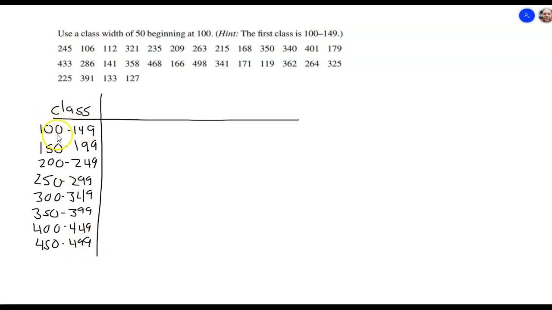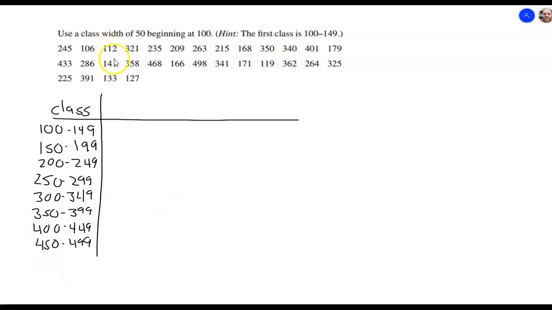So our classes all have to be the same width. In this case, they all have a width of 50. And we have to have at least one value in the first class and at least one value in the last class, which we do. 112 definitely goes in the first class. 498 goes in the last class. We can have more than that if we want. But we can't have any values that don't go in these. So if we have something like 512, we'd have to add another class.